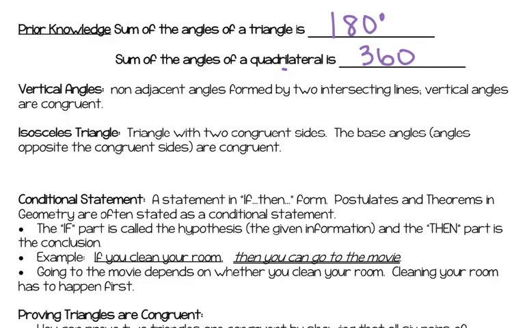Okay, the second thing to remember is vertical angles. So vertical angles by definition are non-adjacent. So the word adjacent means next to. So there are two angles that are not next to each other, and they're formed by two intersecting lines. Vertical angles are congruent. So as an example of vertical angles, if I have two intersecting lines, they create four angles. So if I call this angle 1, 2, 3, and 4.